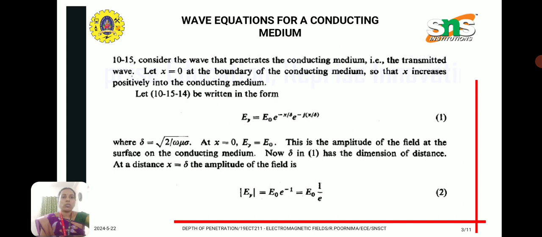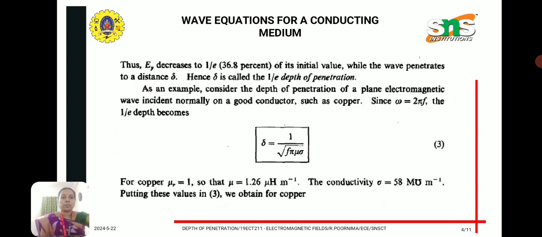Now delta in the first equation has the dimension of distance. At a distance x equal to delta, the amplitude of the field is Ey equal to E naught times e power minus 1, that is E naught times 1 by e. Thus Ey, the electric field component, decreases to 1 by e, or 36.8% of its initial value, while the wave penetrates to a distance delta. Hence delta is the depth of penetration.